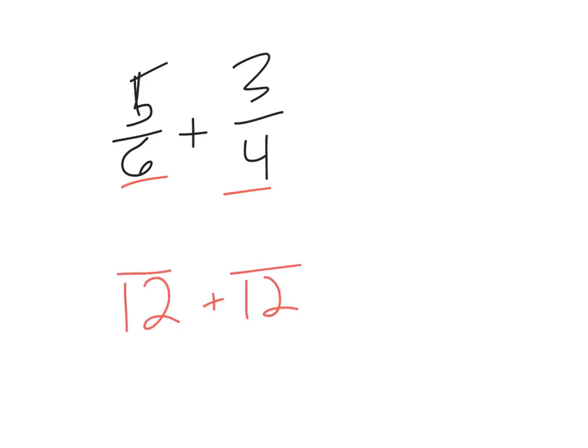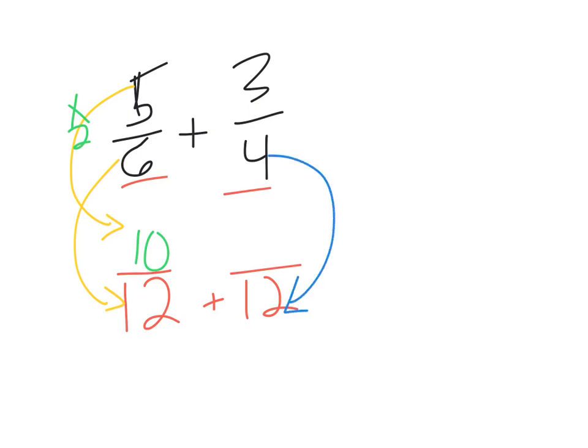So anytime I change that bottom number, I'm going to have to change the top number the exact same way. In 5/6, when I changed 6 to 12, I multiplied by 2. So I'm also going to have to do the same thing at the top, and 5 times 2 is 10. So that changes to 10/12. Now on the other fraction, I changed 4 to 12. So we had to think what I multiplied 4 by to get to 12, and it was 3. Therefore, I'll multiply the top also by 3, and 3 times 3 is 9.